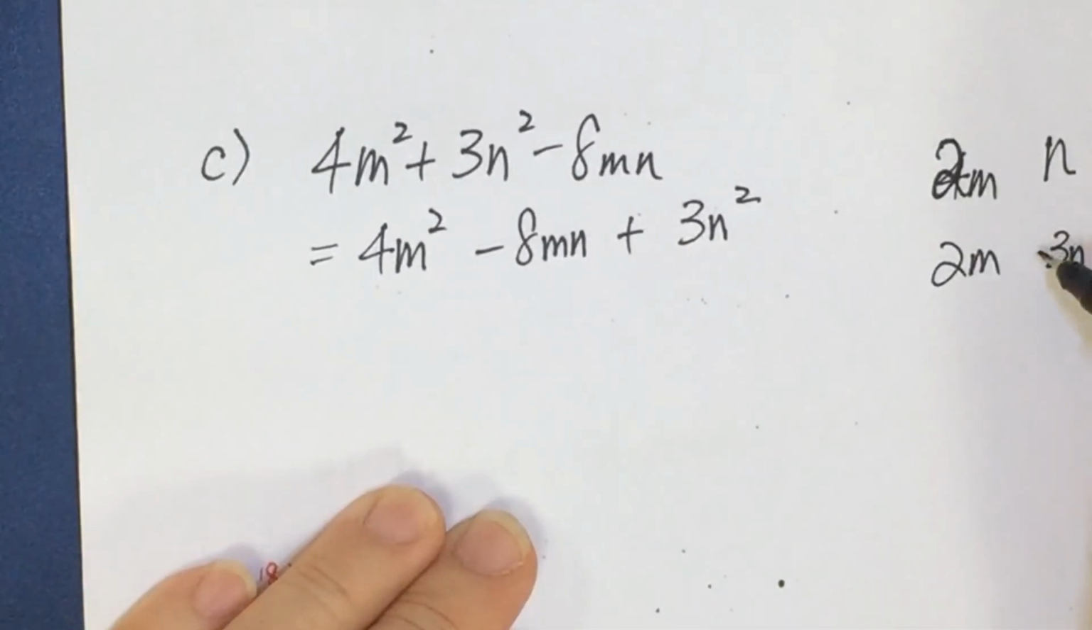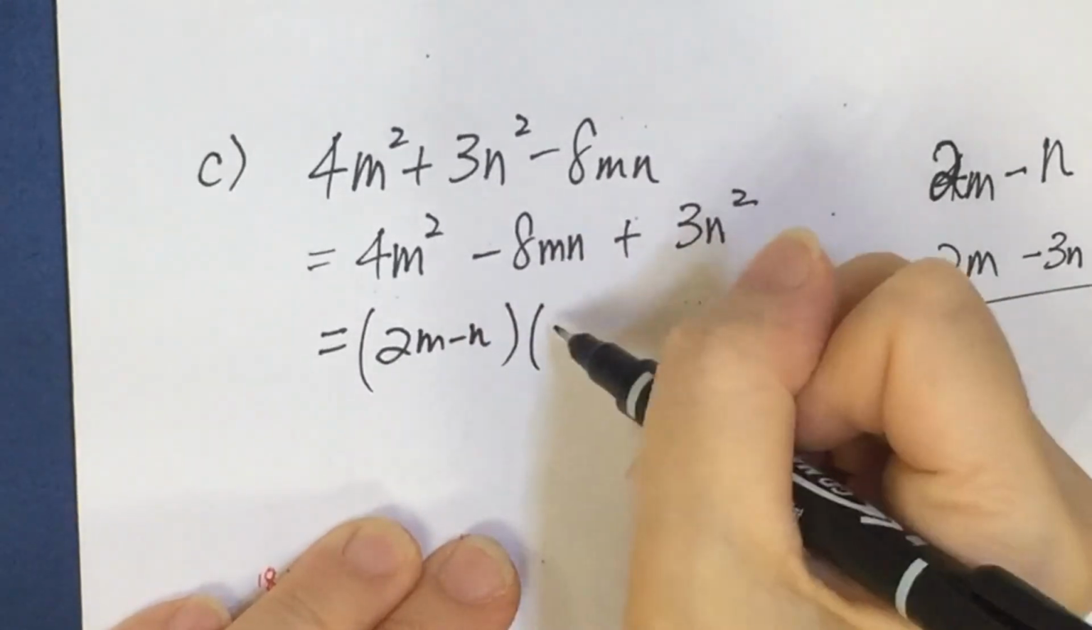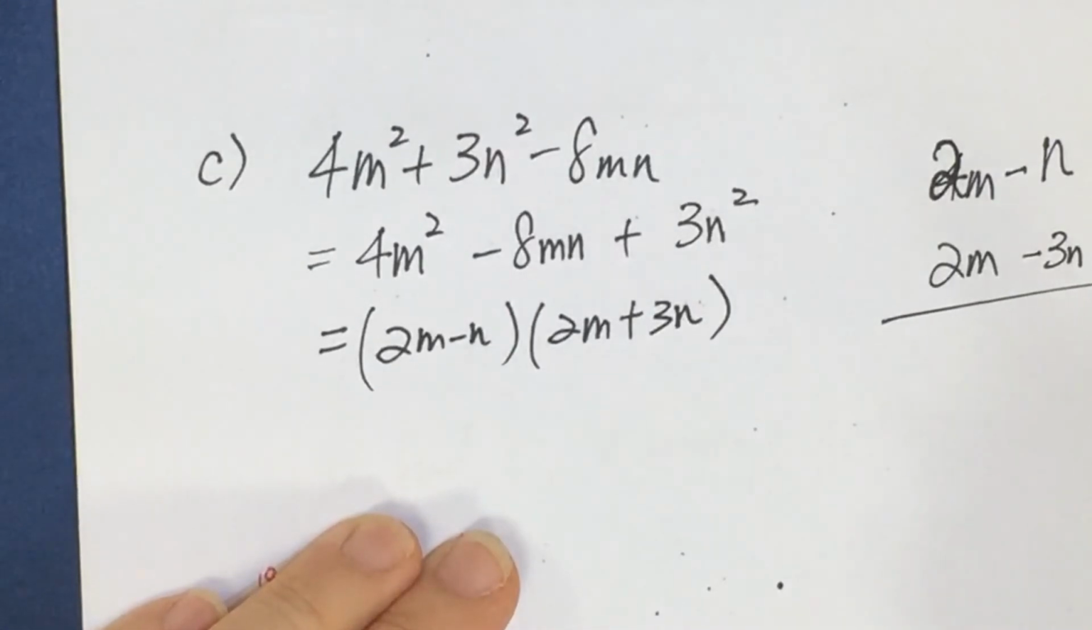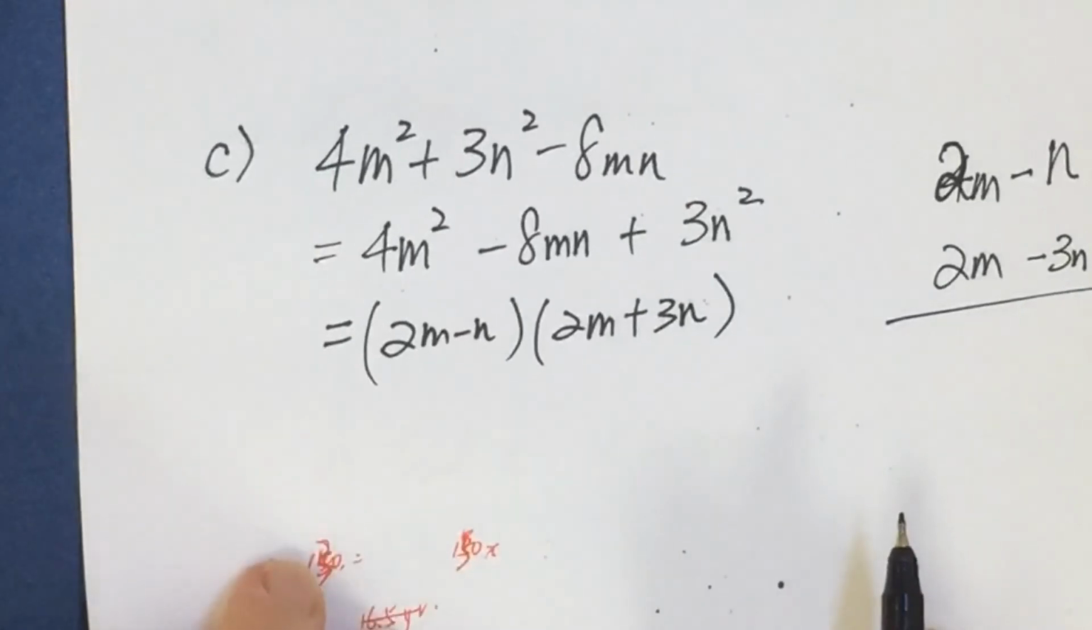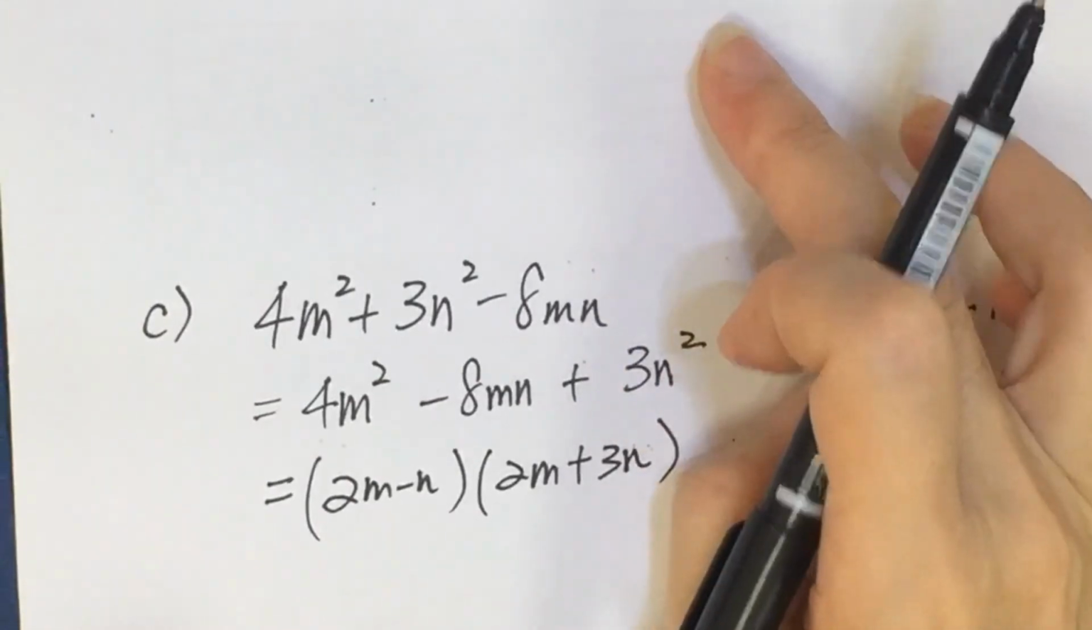How do I get negative 8? When I put this to be negative, I'm getting negative 6mn. This one, negative 2mn. So together, I have negative 8mn. So here I have 2m minus n times 2m plus 3n. And that's all. Factorized already. So all the three questions use three different methods. The first one is bringing out common factor. The second one is the sum and difference. And then the third one, number 10.